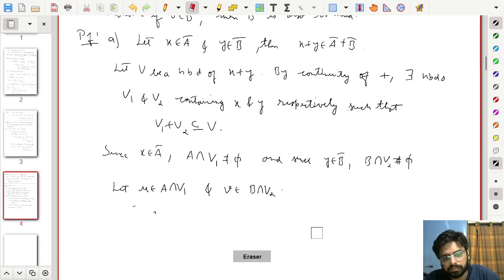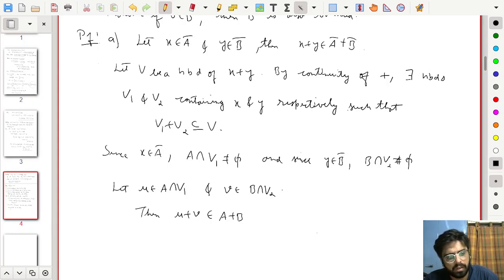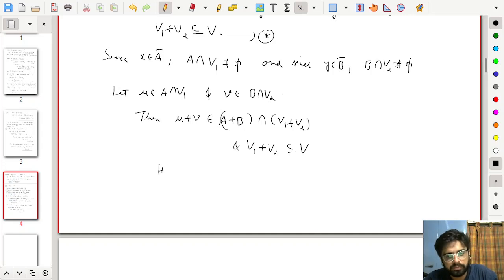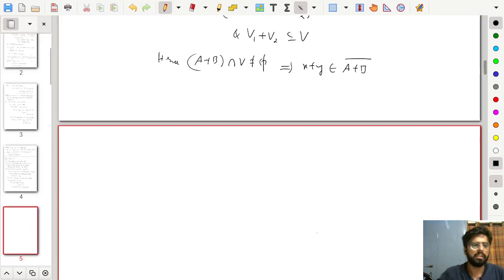Then u plus v belongs to A plus B intersection V1 plus V2, right? And we know that V1 plus V2 is contained in V. Hence A plus B intersection V is also not empty. This implies x plus y belongs to the closure of A plus B, right? A simple proof.